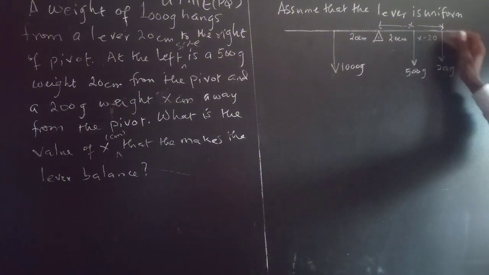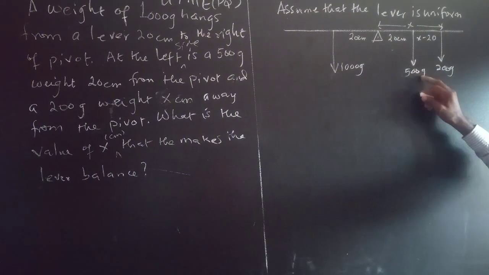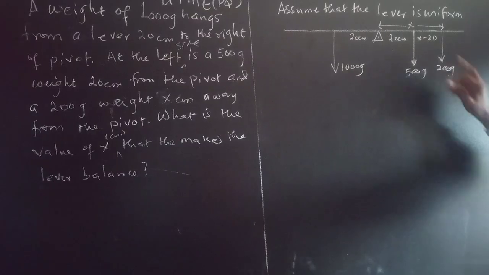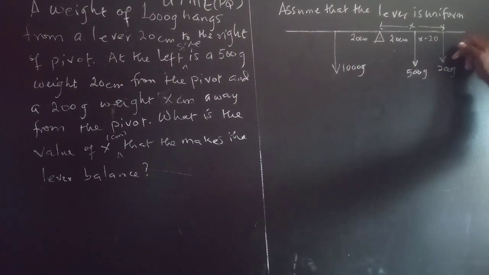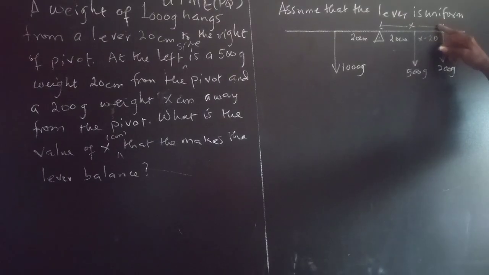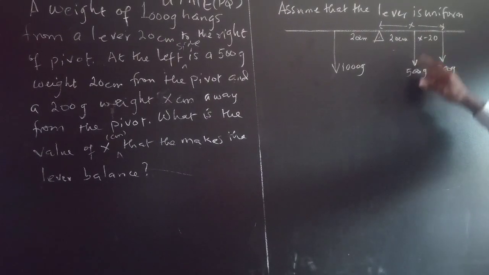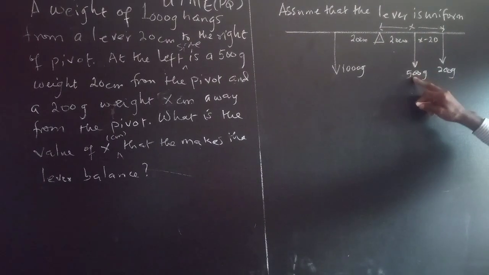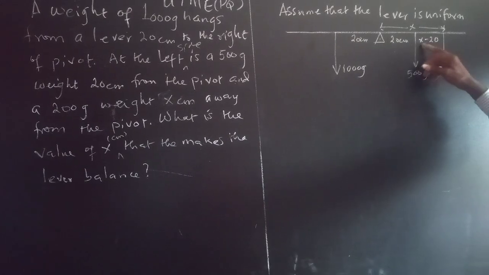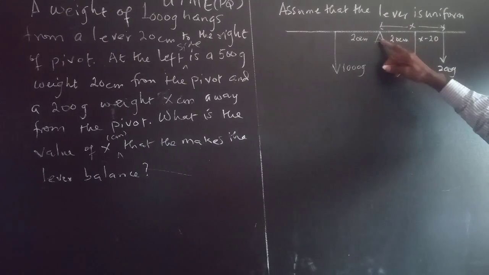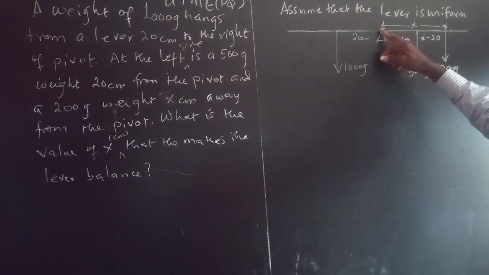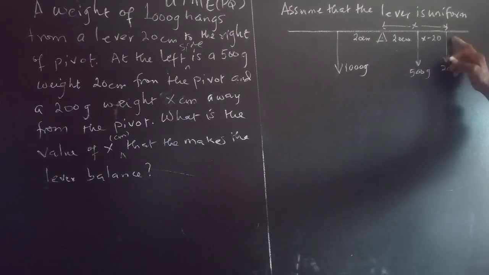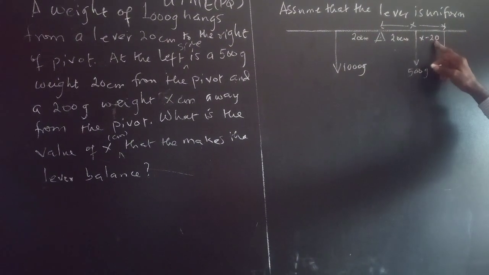So if we do all of this, since from the pivot to the line of action of the 200 grams is x centimeters, then we can have the short distance between 500 grams and 200 grams to be x minus 20, because from here to here is 20. So what remains from here to here will be the distance from the pivot to the line of action of the 200 grams, x minus 20.